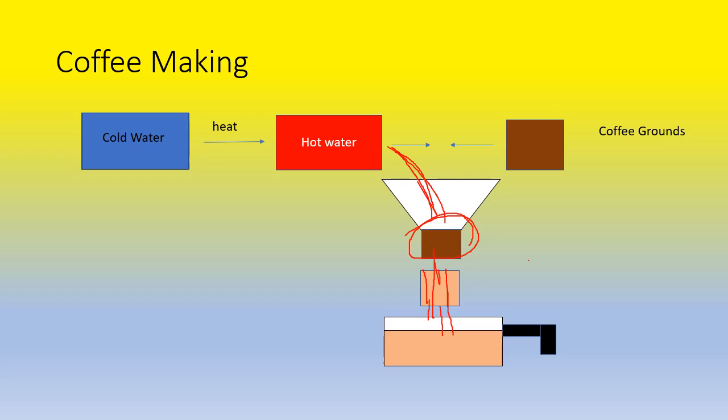So the liquid goes through while the solid is left behind. So the liquid part of the coffee ground would go through while the solid part of the coffee ground would be left behind.